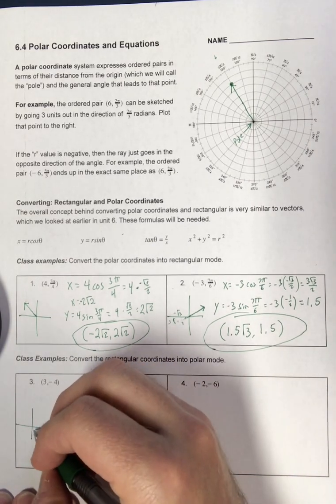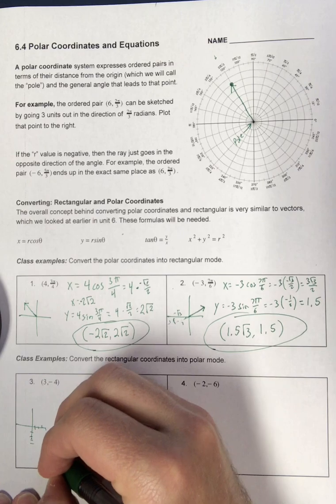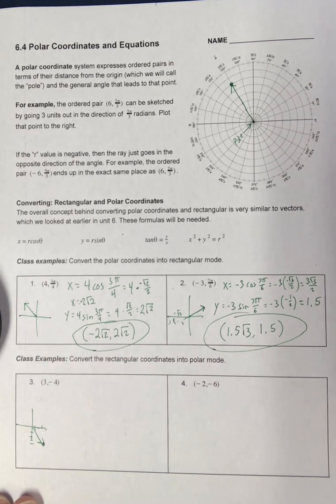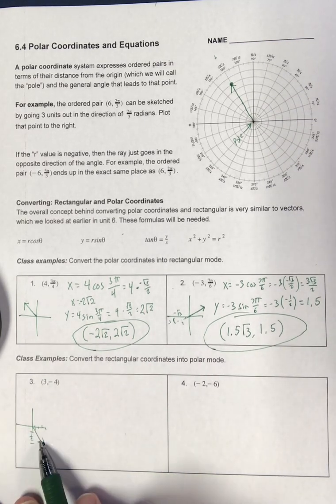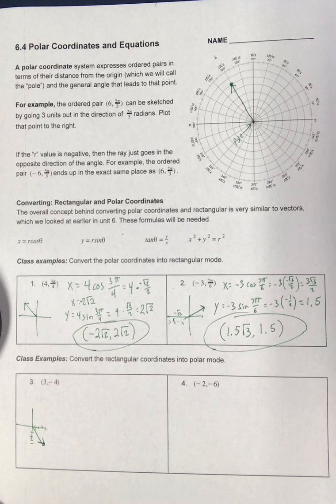Okay, now for these class examples here, we have 3 comma negative 4. So if I plot 3, negative 4, I can see that is where the point is. So it's going to be somewhere around 300 degrees or so, roughly. We're going to find out the exact measure shortly.